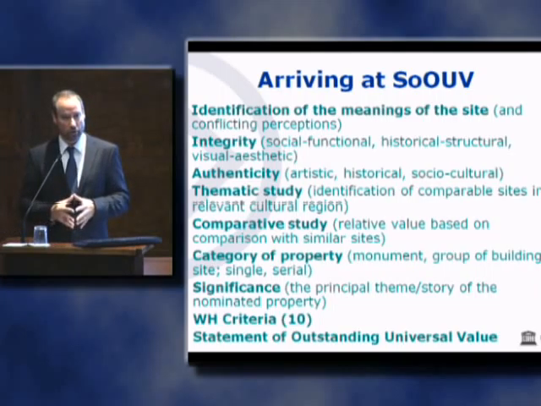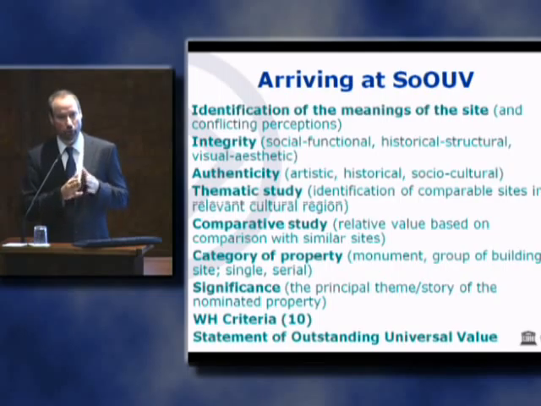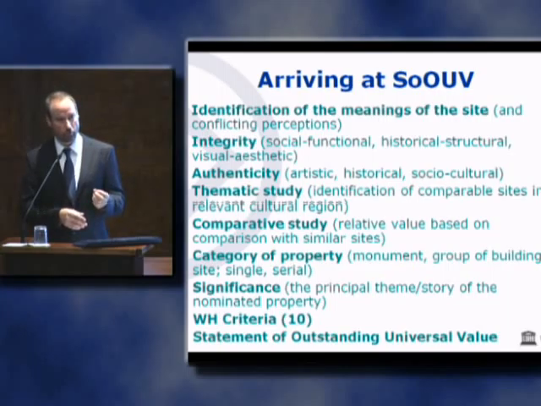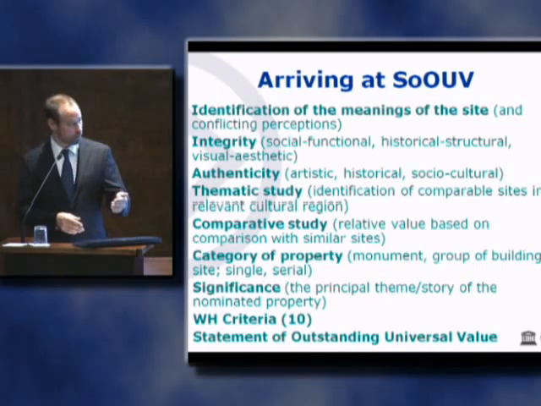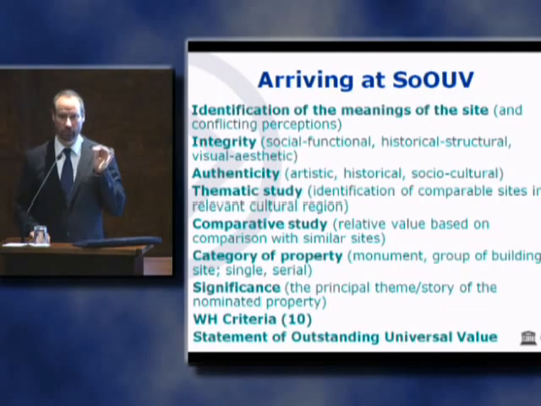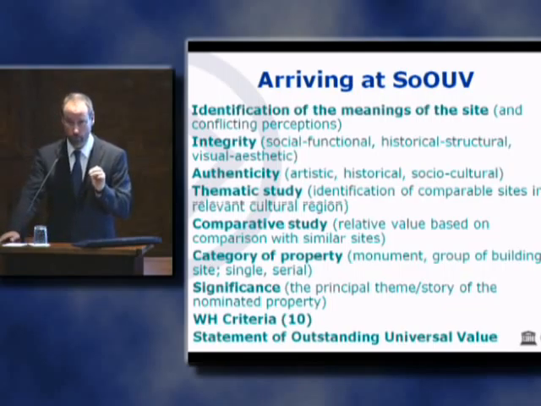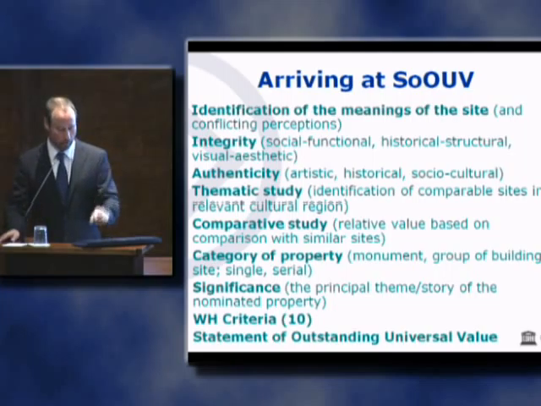So whereas I'm not convinced that additional strict guidelines are needed for the protection and conservation of the architectural heritage of the 20th century, I do believe that certain aspects of the conservation process need much further elaboration and work, in particular by us, and that involves the identification of the meanings of the site. That has been done insufficiently for many of the properties, including properties inscribed on the World Heritage List. I will come back to that.